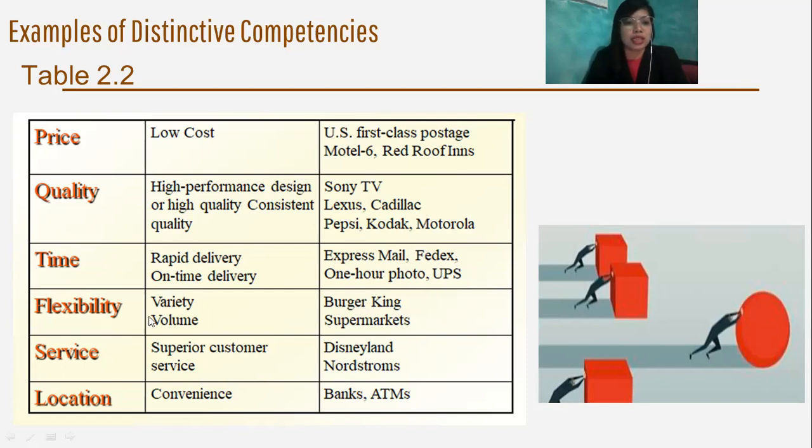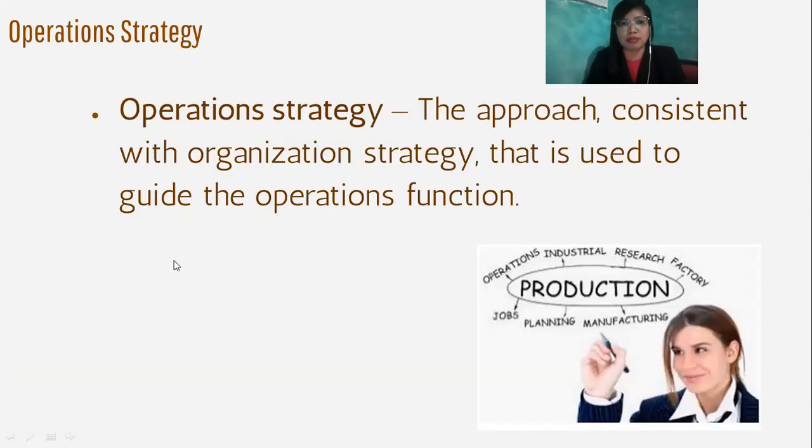Then for the flexibility, we have variety and volume. The examples here are Burger King and supermarkets. Then for the service, we have superior customer service. Examples here are Disneyland and Nordstrom's. And then for the location, for convenience, the examples are banks and ATMs. So these are the examples of distinctive competency.